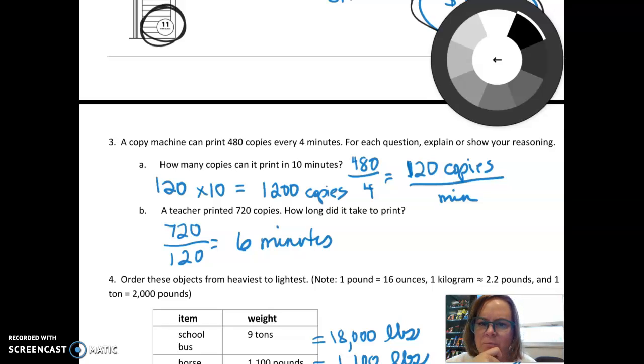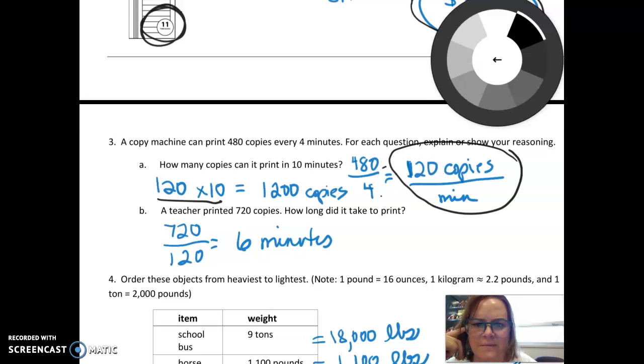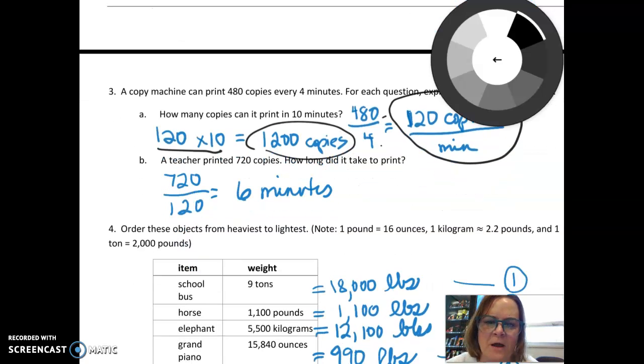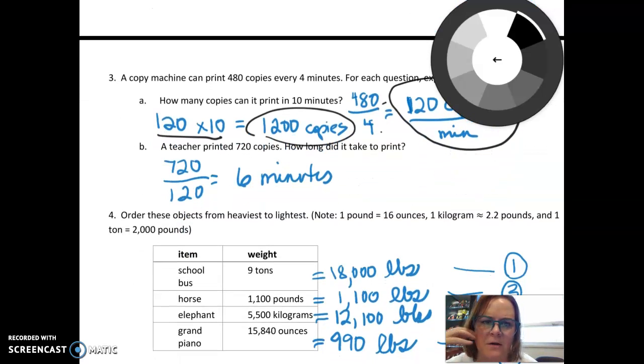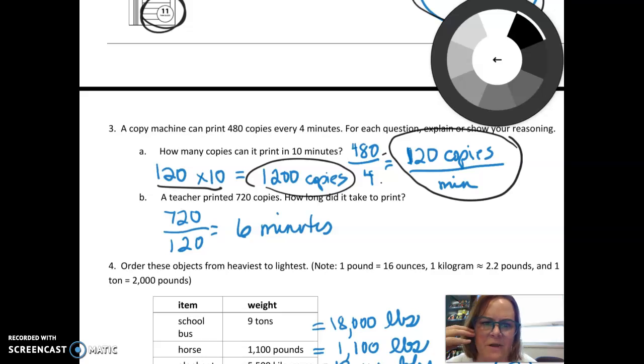Number 3, a copy machine can print 480 copies every 4 minutes. So how many can it print in 10 minutes? So I did copies per minute. So I took 480 divided by 4, and I got that it can do 120 copies per minute. So then I did 120 times 10 to get 1,200 copies. And then a teacher printed 720 copies. How long did it take her? So I just divided 720 divided by 120 to get 6 minutes.